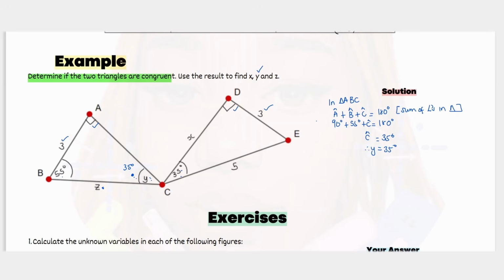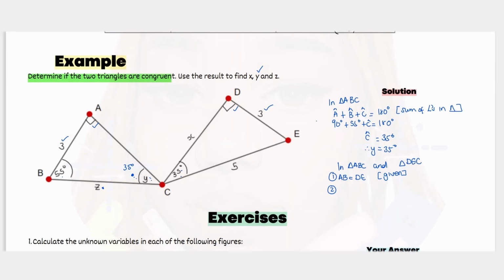So now let's go and prove congruency. You're going to say in both triangles, in triangle ABC and triangle DEC, right? So the first statement is that side AB is equal to side DE. Remember that they equal 3. And your reason here is that it's given, because it was already given in the diagram.